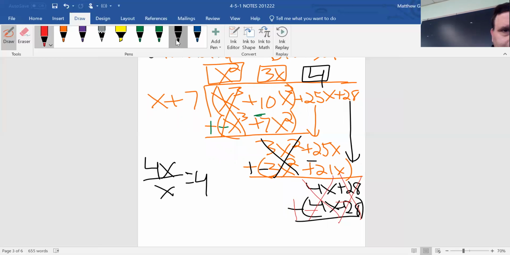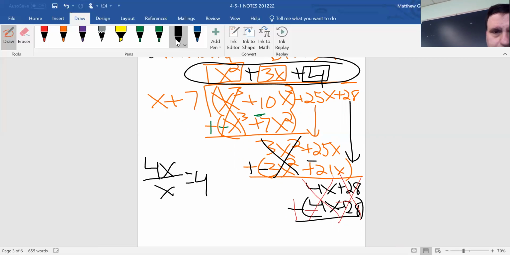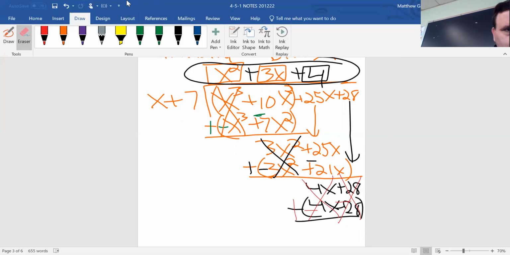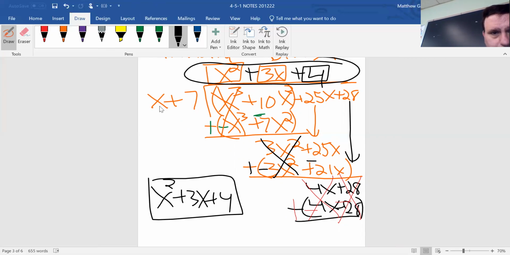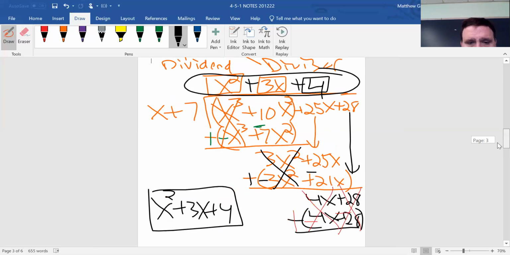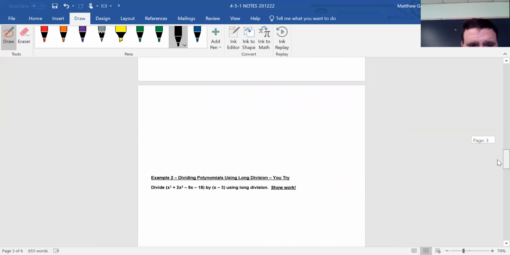Okay? So what you have up here is your quotient. You should always put plus signs beside those boxes. And that's your quotient. So your quotient is x squared plus 3x plus 4. That means that when you take x squared plus 3x plus 4 and multiply it by x plus 7, you should get x cubed plus 10x squared plus 25x plus 28. Okay. So what I'm going to have you do next is try example 2. Similar example, and I'll be back to go through it.